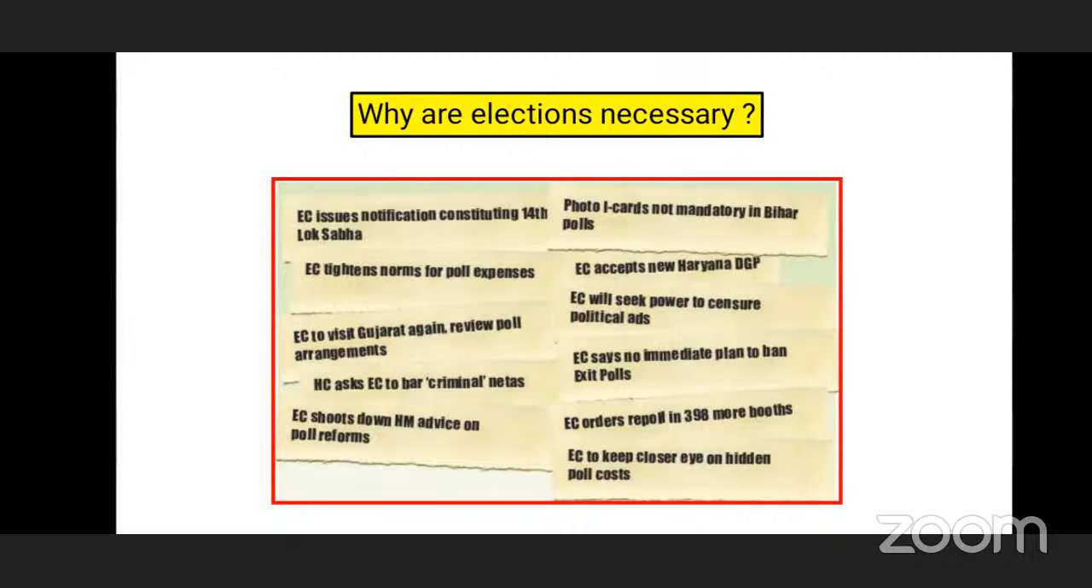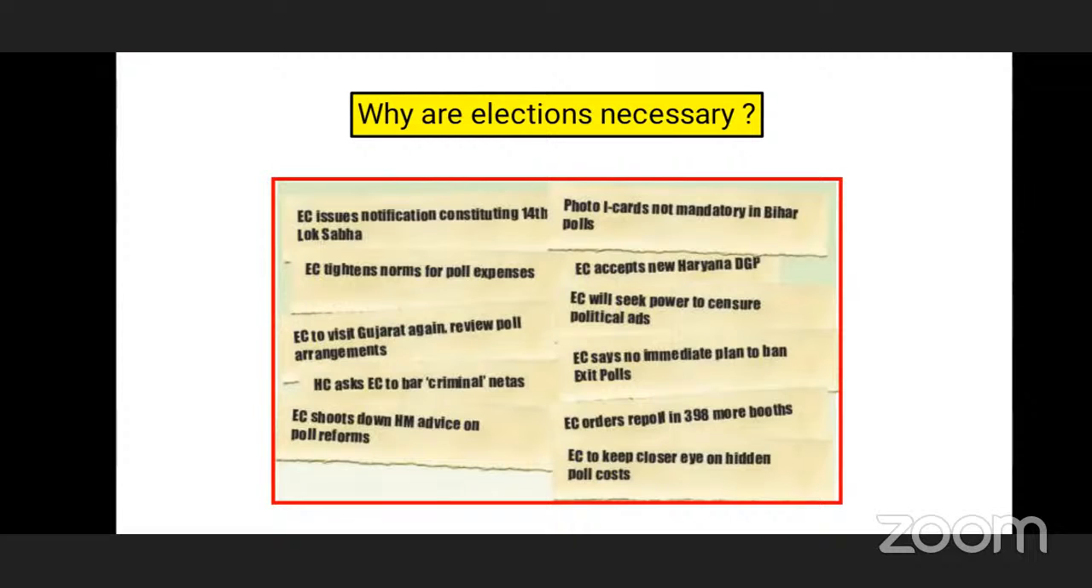EC shoots down HM's advice on poll reforms. Photo ID cards not mandatory in Bihar polls. EC accepts new Haryana DGP. EC will seek power to ensure political ads. EC says no immediate plan to ban exit polls. EC orders repoll in 398 more booths. EC to keep a closer eye on hidden poll costs.